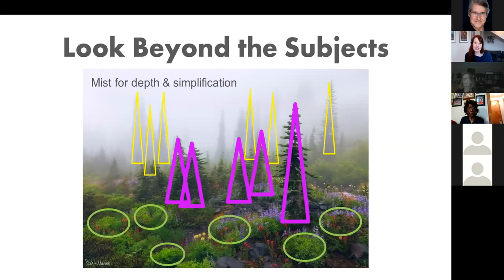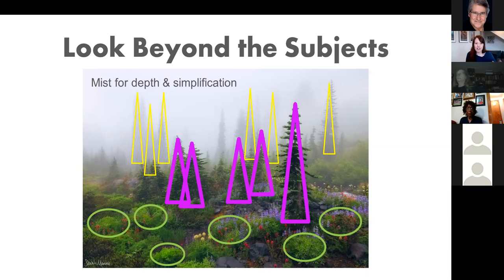We see some trees in the background. So the yellow triangles, those are all repeating forms. And then we see the midground trees. So those are a different type of shape. They're kind of whiter triangles that are darker in terms of contrast. And then we see a lot of repeating wildflowers. So those are all more circular in shape. And then we have mist that adds simplification and depth.